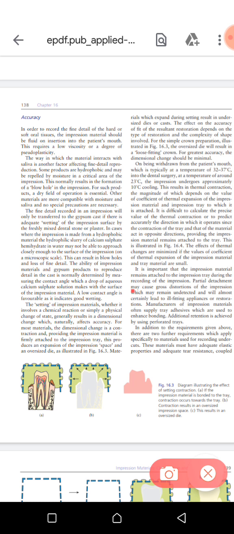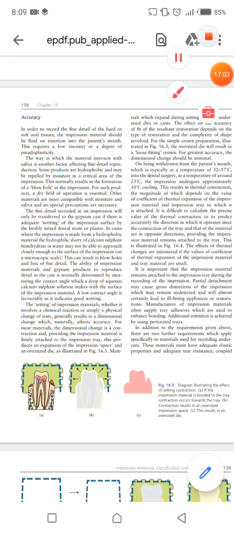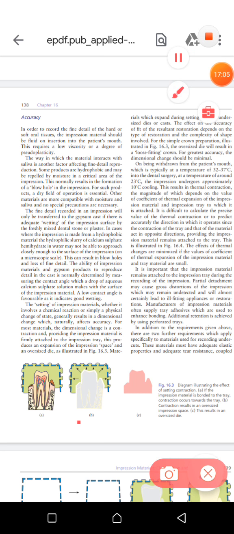Okay, as you can see here, you can easily appreciate diagram 16.3. This diagram illustrates the effect of the setting contraction. If the impression material is bonded to the tray, contraction occurs towards the tray. Okay, you can really appreciate this diagram. According to A point, and then we have the B diagram, in which you can see the contraction results in an oversized impression space, and in C diagram you can see the results in an oversized die.